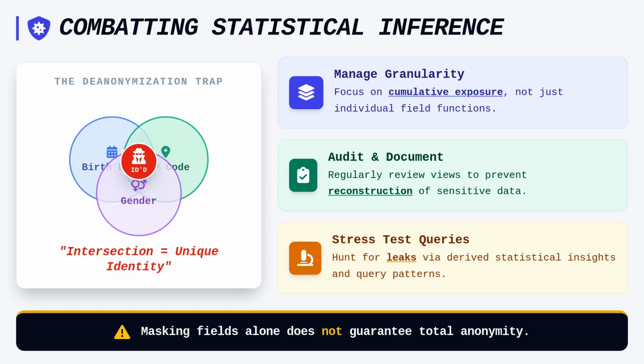You should document the impact of your masking policies and periodically audit your views to ensure that the cumulative information does not reconstruct the sensitive attributes you aim to protect. It is also wise to test your masking implementation against various query patterns to identify any holes where raw sensitive data might still be leaking through, whether via direct access or derived statistical insights.